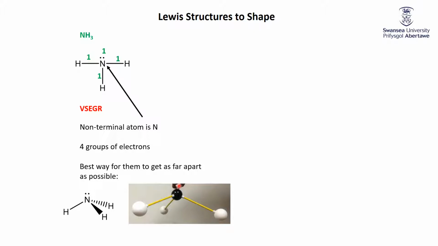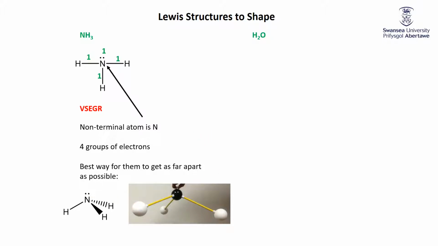That's where my assistant was very conveniently holding it. Okay, so you've got 1, 2, 3 bonding groups, but they're not in a plane. They're sort of bent away from that lone pair. Okay, so that's 3 and 1. 3 bonding groups, 1 lone pair. This is called a trigonal pyramid.